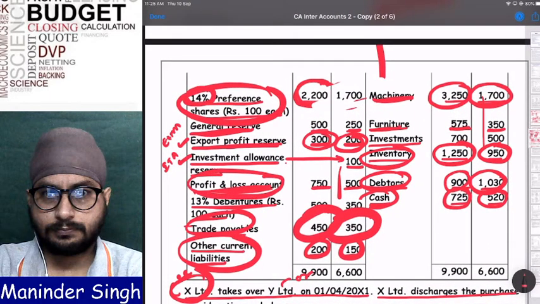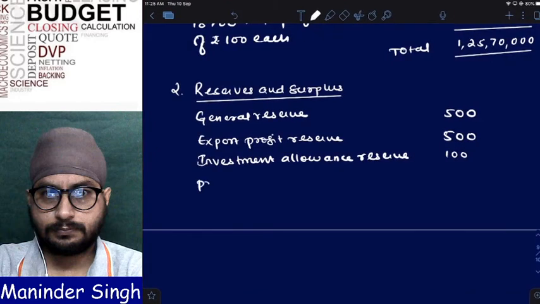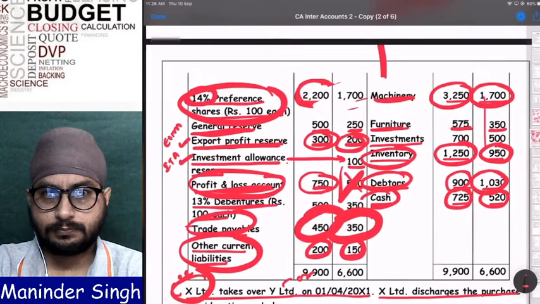P&L account. Will I take the P&L account of X Limited? Yes. Will I take the P&L account of Y Limited? No. Clear? So the profit and loss account. How much is the profit and loss account? 750. Next.